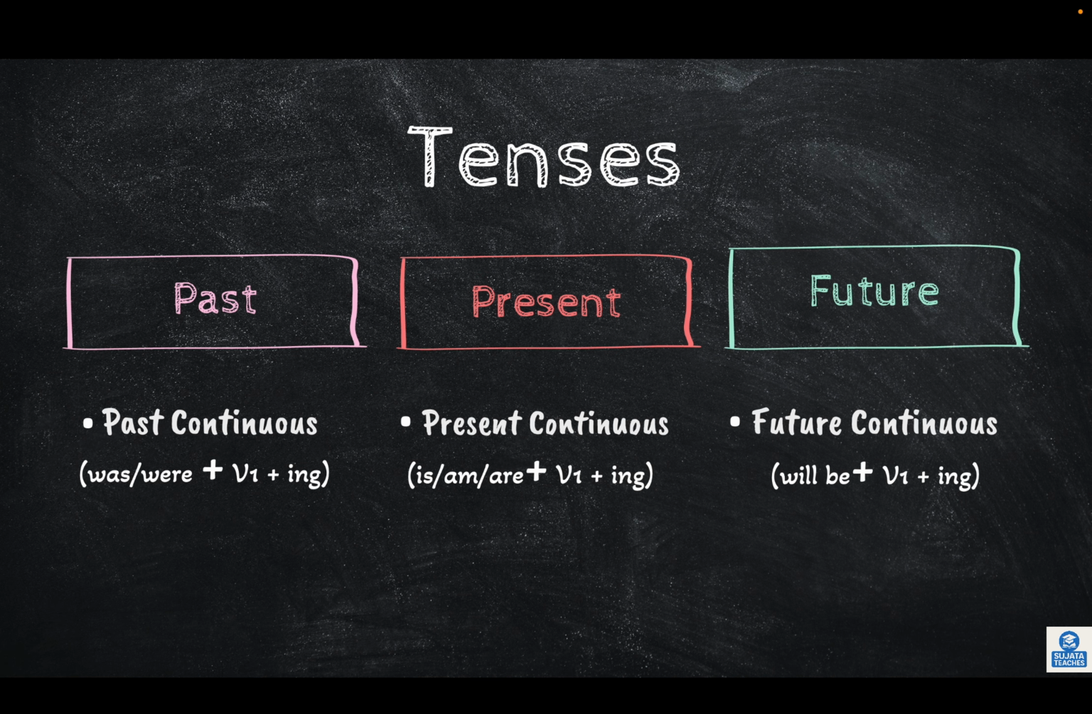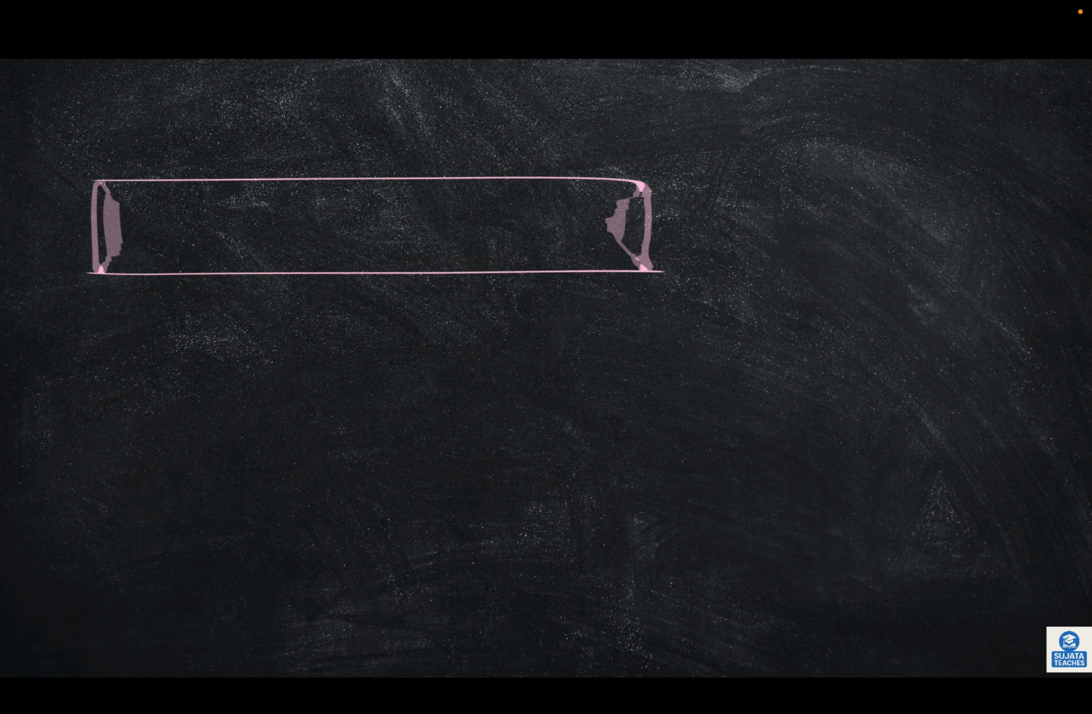And also your present continuous is am, is, are plus V1 plus ing. Suppose eat plus ing, play plus ing, like that. In future continuous, will be plus V1 plus ing.